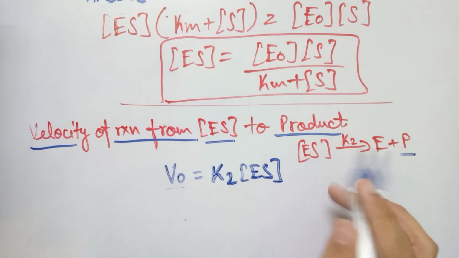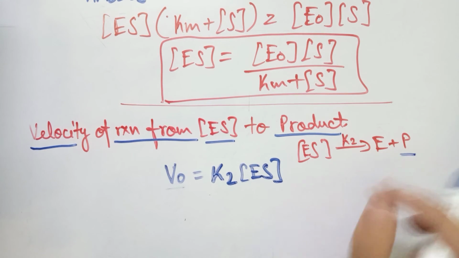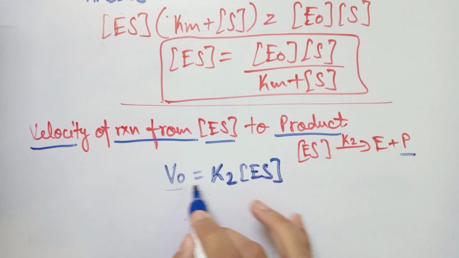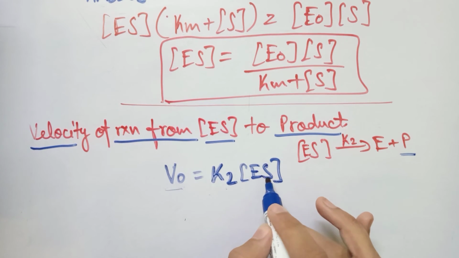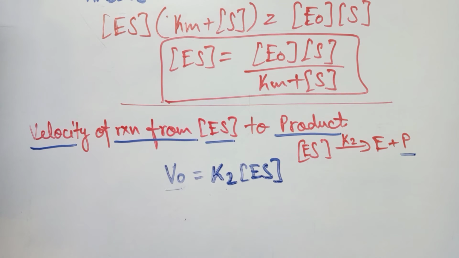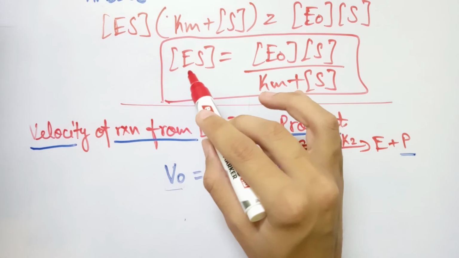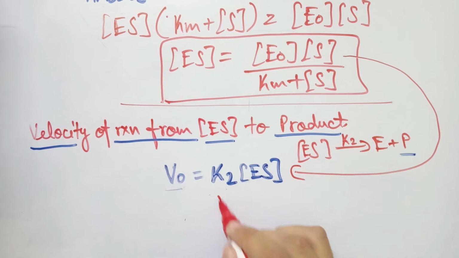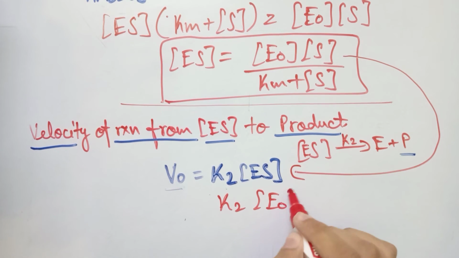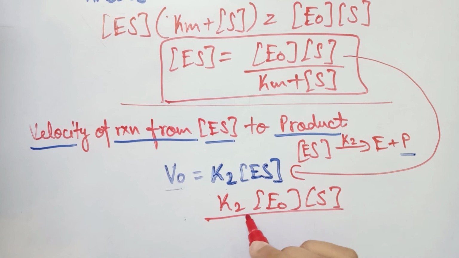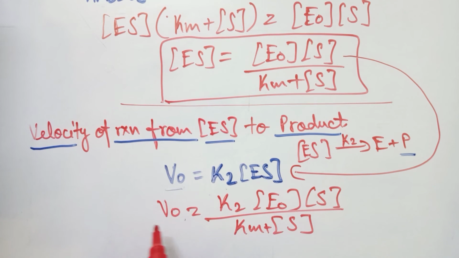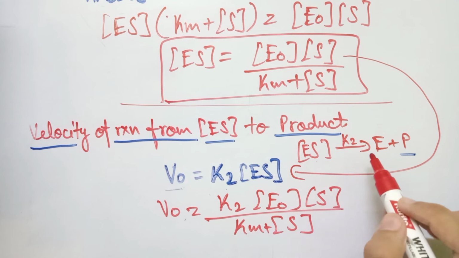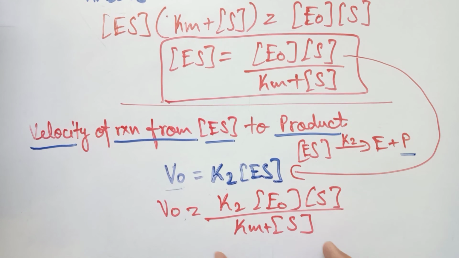So the velocity to make enzyme substrate complex into product will be given as V naught, and V naught will be equal to K2 multiplied by enzyme substrate complex. Now as we have derived the concentration of enzyme substrate complex already, we can put this value here. So this will become as this. So the rate of reaction from enzyme substrate complex to formation of product is given as this.